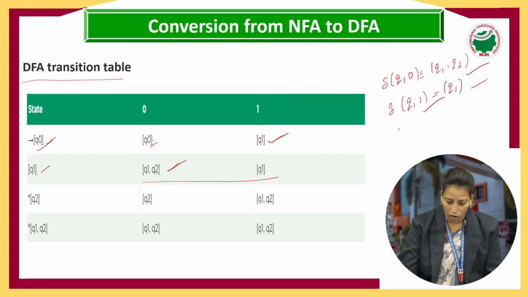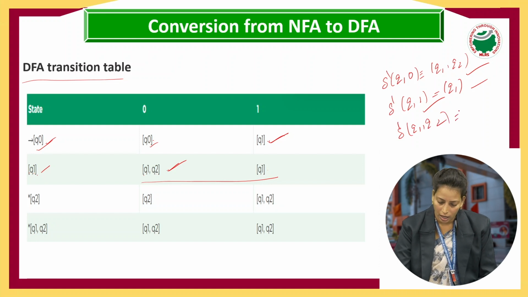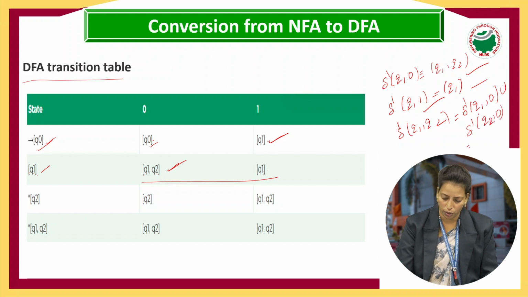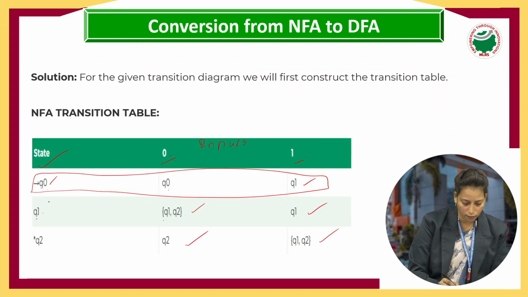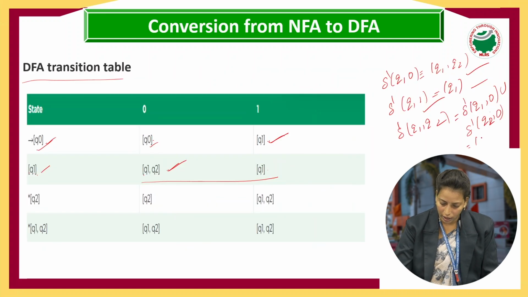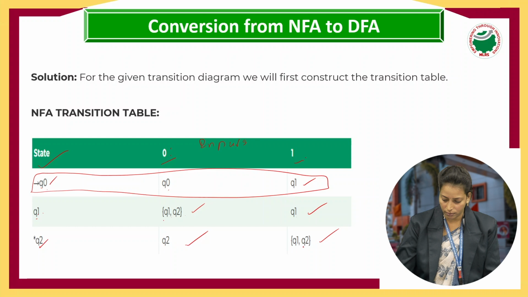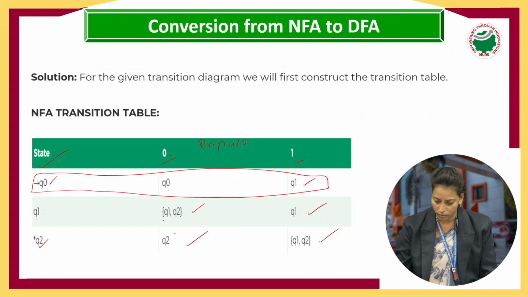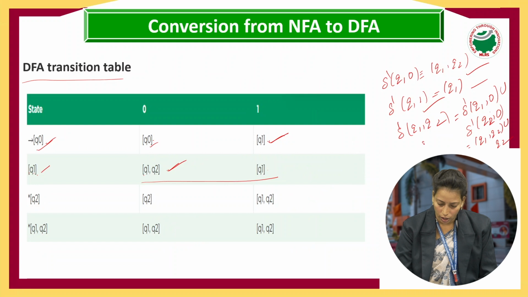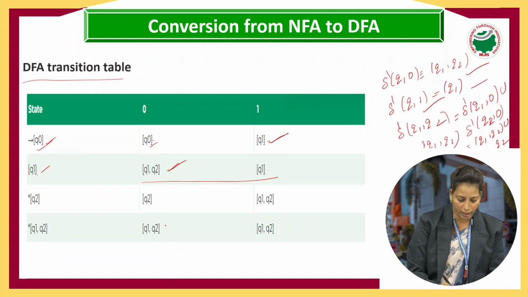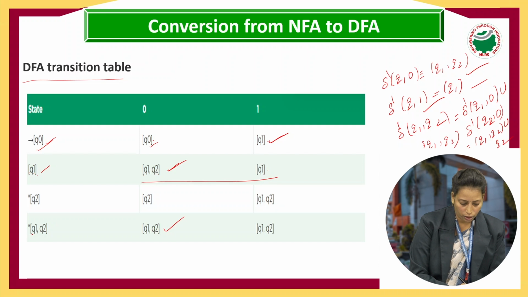So delta dash of Q1 comma Q2, how to write this one? Delta dash of Q1 comma 0 union delta dash of Q2 comma 0. That means Q1 of 0 is Q1 comma Q2, union Q2 of 0. Q2 of 0 is Q2. That means Q1 comma Q2. So Q1 comma Q2. Next, Q1 Q2 of 1.